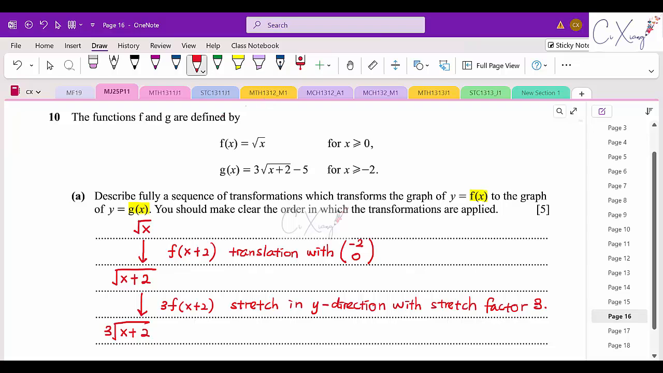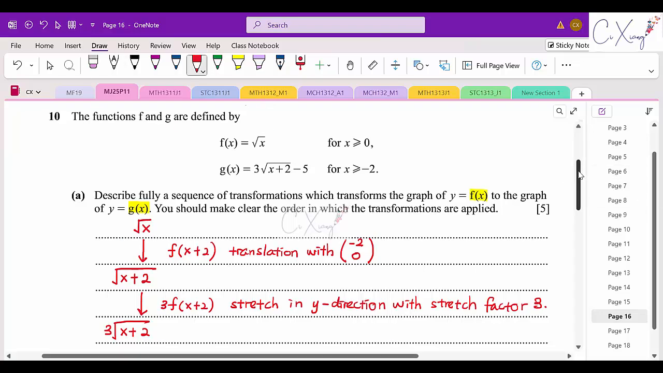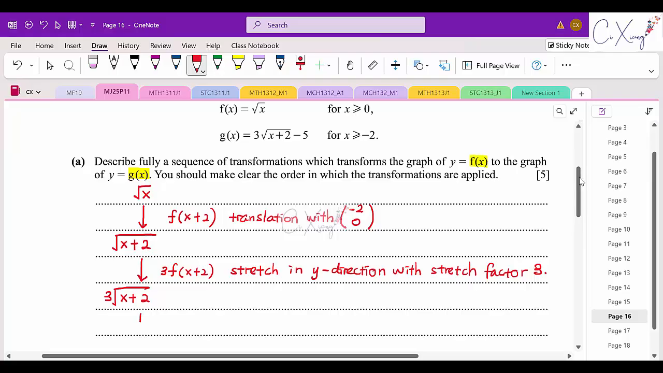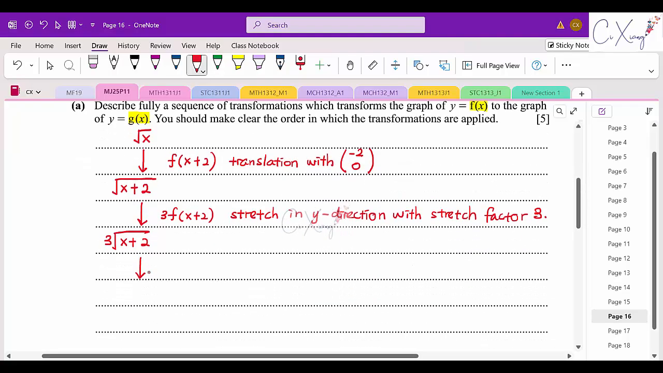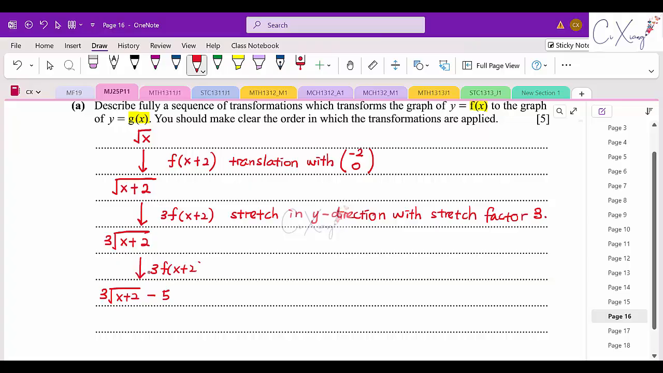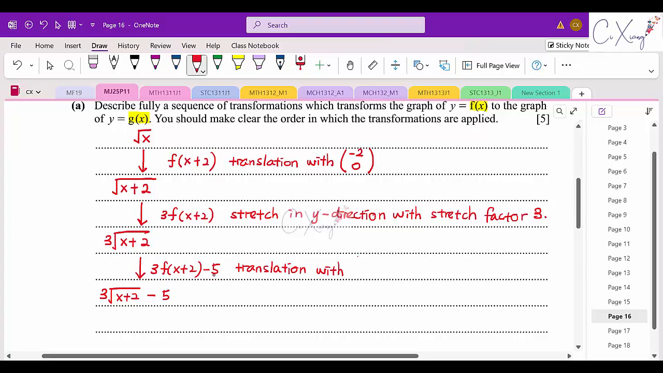After that, the next one is I need to put a -5 outside my whole function here. If I continue further, I will have 3 square root of (x plus 2), then minus the 5. So minus 5 is outside the basic function, something like 3f(x plus 2) minus 5. It is again a translation, but it is a translation in the y direction. So you write translation with the vector of (0, -5).